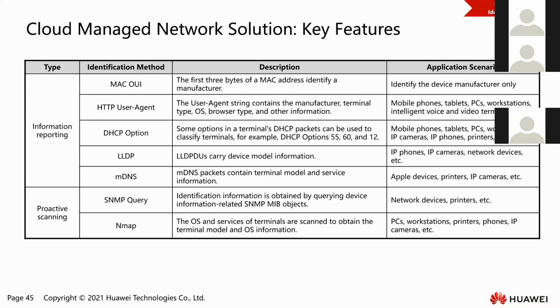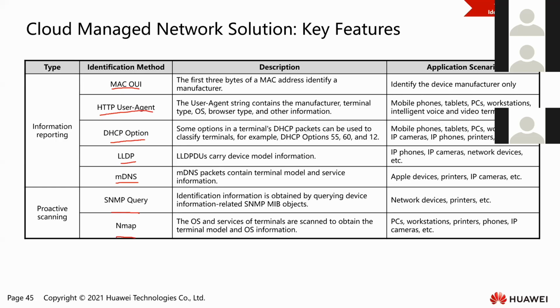So this is how our NC Campus detects the device type. Basically, we can detect the device type using the MAC OUI, the HTTP user agent, the DHCP option, LLDP, mDNS, SNMP query, and NMAP.